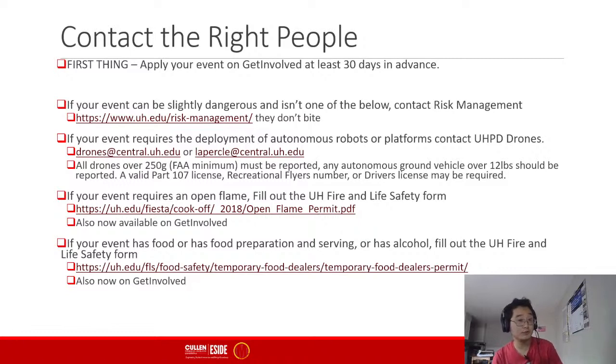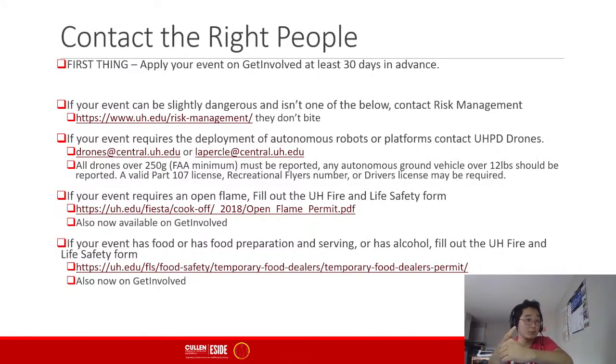All drones over 250 grams must be reported regardless of how safe or unsafe that vehicle is. Doesn't matter, it needs to be reported. And any ground vehicle over 12 pounds, so that is a robot with wheels that walks around. If it's a static or stationary robot, that doesn't really count, but if it's a mobile robot, it needs to be reported to the UH Police Department. A valid Part 107 license or recreational flyers ID or a driver's license may be required to have that event set up. Contact those two emails if you want to ask questions.